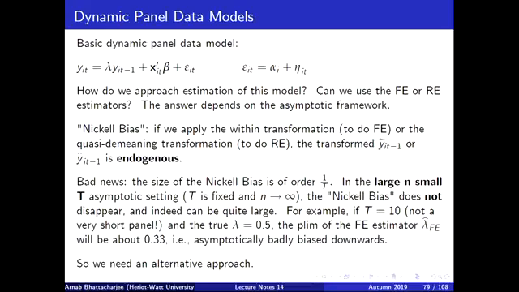And if the true lambda was 0.5, the p-lim of the FE estimator is about 0.33. So which way does the bias go? Well, for the lagged dependent term, the bias is an attenuation bias, so it brings the estimate down towards 0. So asymptotically it is badly biased downwards. So we need something else.